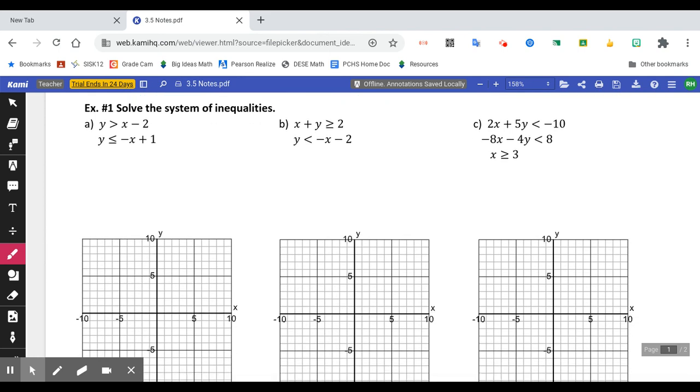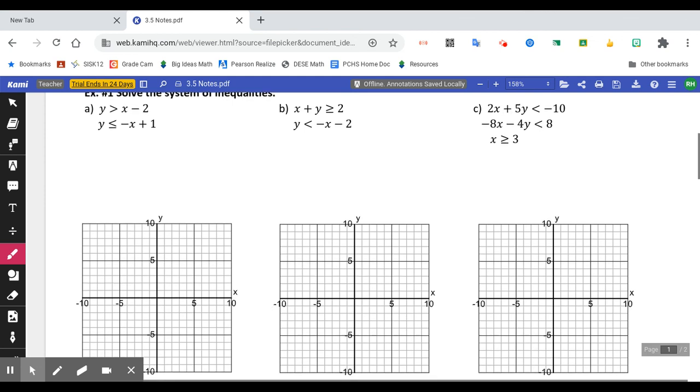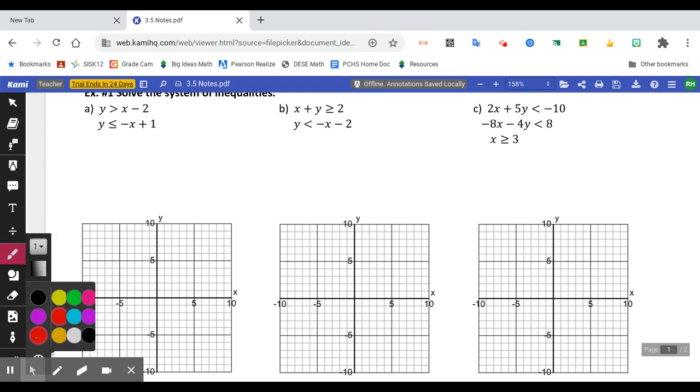So what we're going to do this time is graph the system of inequalities and figure out where to shade that satisfies both of the inequalities that we have, okay? So we still have our parts that we talked about last time.